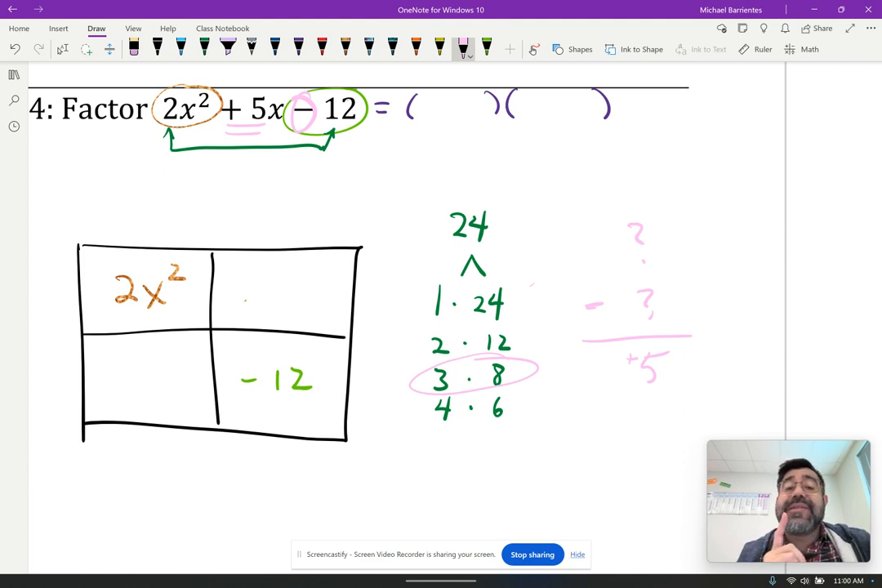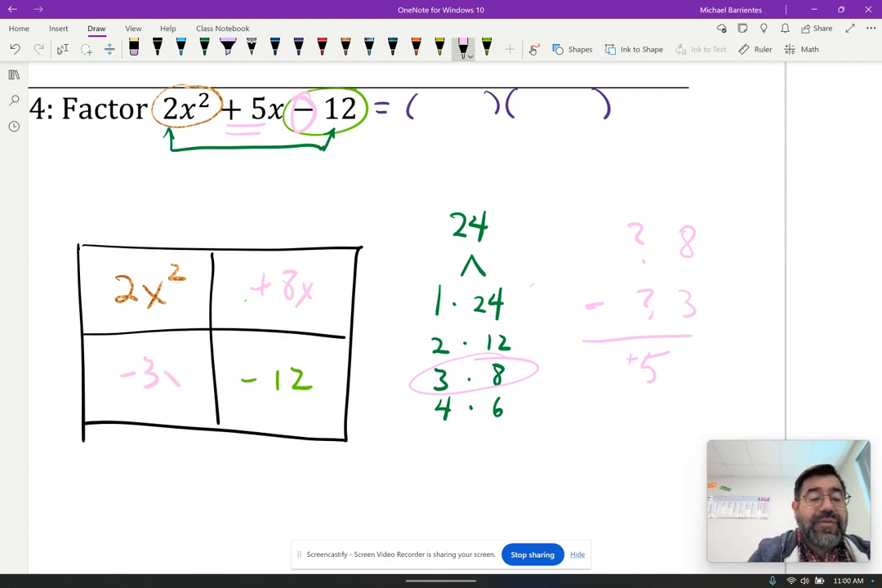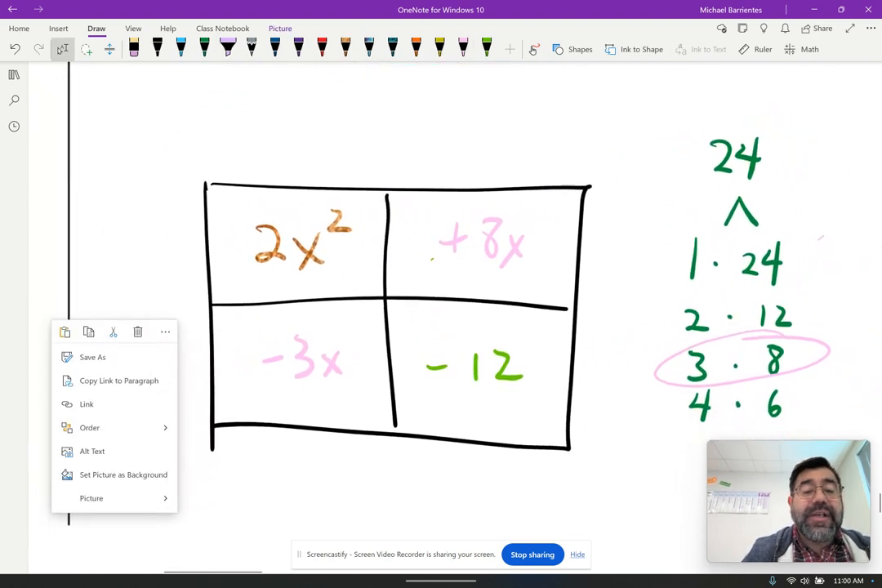But now, because subtraction is very picky about the order, I need to make sure that I subtract in order to get a positive 5. And the only way to do that is to take positive 8 minus positive 3. 8 minus 3 will give me 5. So then I have positive 8x minus 3x. And that's how I know how to fill those in.